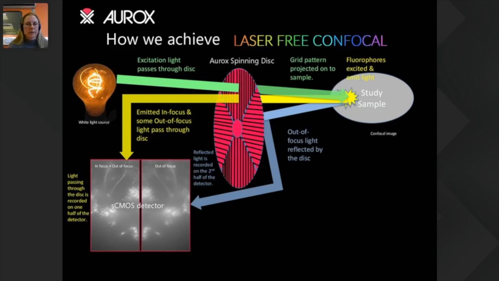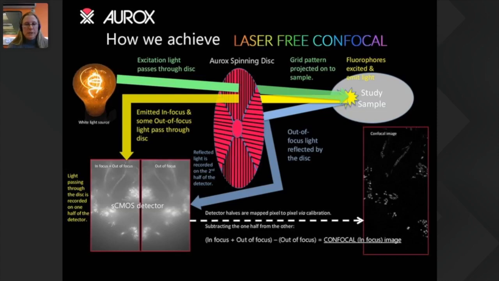So you end up with two images. On the left, we have in focus our confocal signal, plus 50% of the out of focus light. On the right-hand side, we have the rest of the out of focus light. Okay. And then what we do is we subtract one from the other, and we end up with our confocal signal. So it's a really elegant way of achieving your confocal sectioning without a laser in a very easy to use manner.